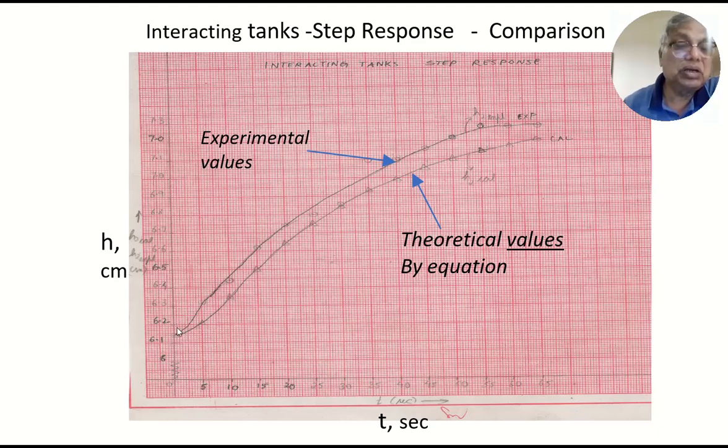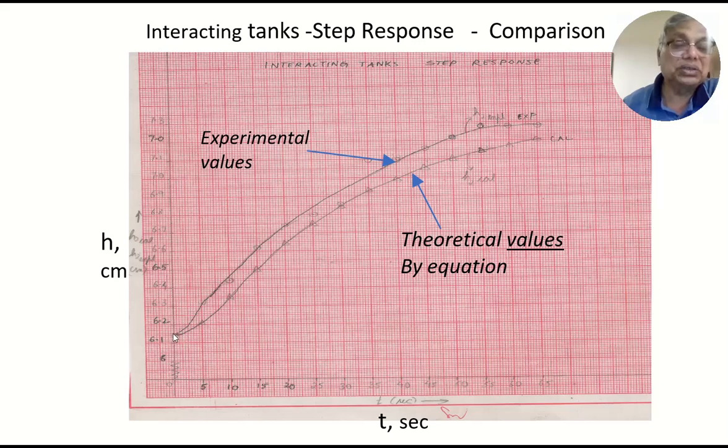but you may be wondering why the transfer lag does not show up in the experimental values. That is because this transfer lag will be visible very close to the origin. This is plotted in terms of seconds. This is 5 seconds, so very close to the origin. If I measured the height at 0.5 second, 1 second, etc. and plotted it, then the transfer lag would have been visible even in the experimental values.